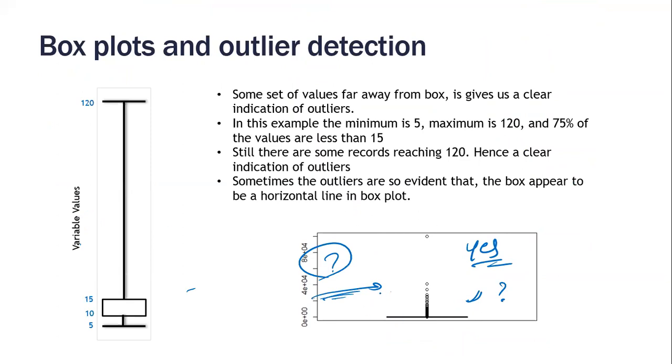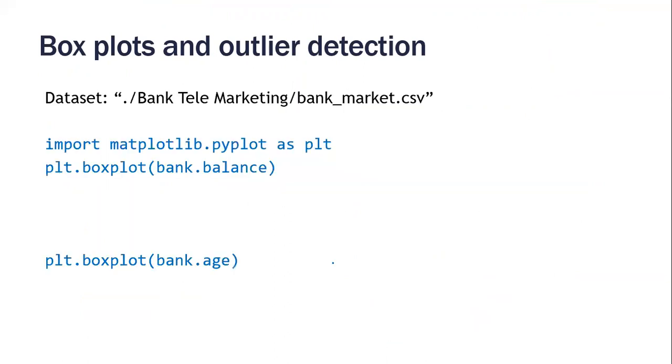But if the box plot is like this, then there is no question about it. Definitely there are outliers. If the box is compressed either downside or upside or in the middle, then for sure outliers are present. Just to recap this, what I want you to do is draw a box plot in the bank telemarketing data, draw a box plot for bank balance, draw a box plot for age.